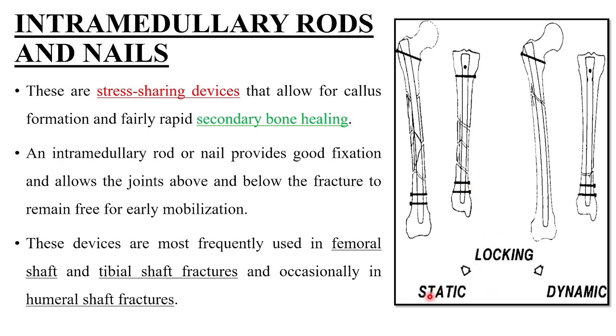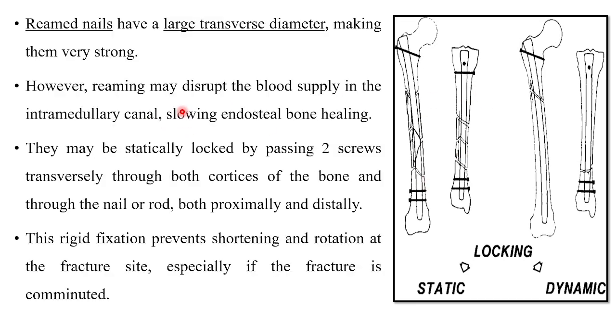This is an example of the locking mechanism of intramedullary rods and nails. It may be either statically locked or dynamically locked. These are mainly used for femoral shaft, tibial shaft, as well as humeral shaft fractures. There are two types of intramedullary nailing, that is, reamed nails and unreamed nails.